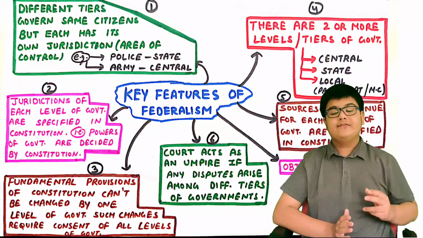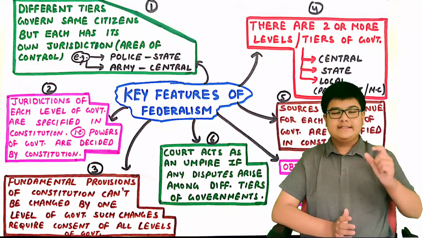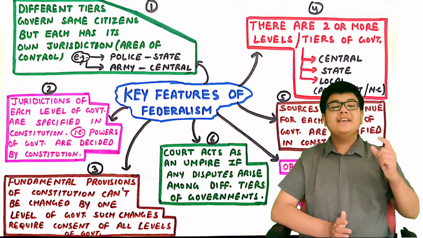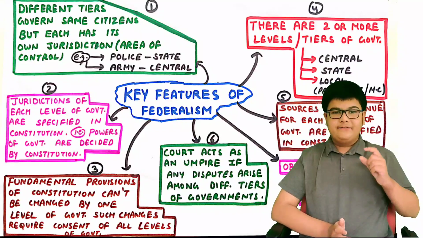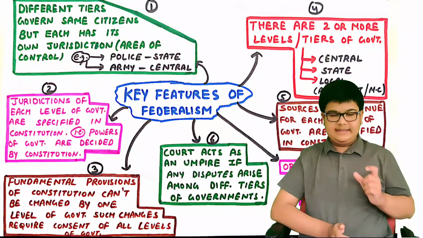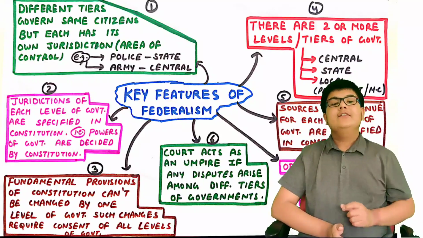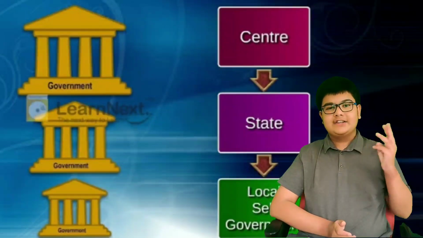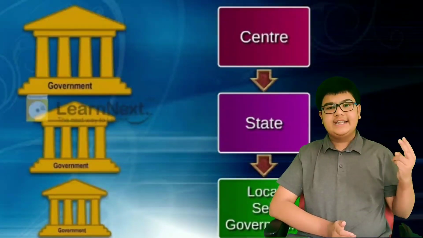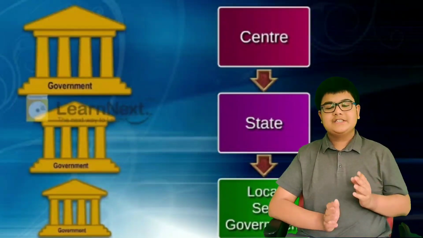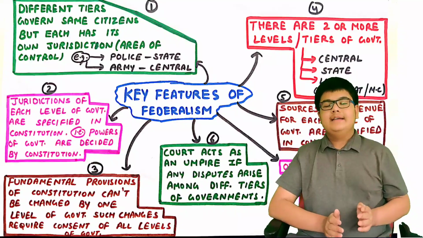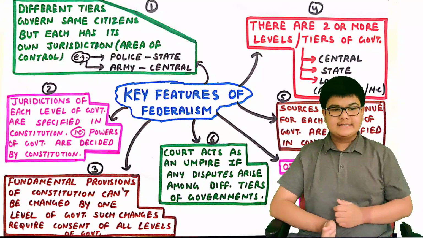For this it will have to satisfy these features of federalism. First feature is that in a federal country there should be two or more levels or tiers of government. For example, in India, there are three tiers of government: central, state and local, in which there is panchayat in villages and municipal corporations in cities.